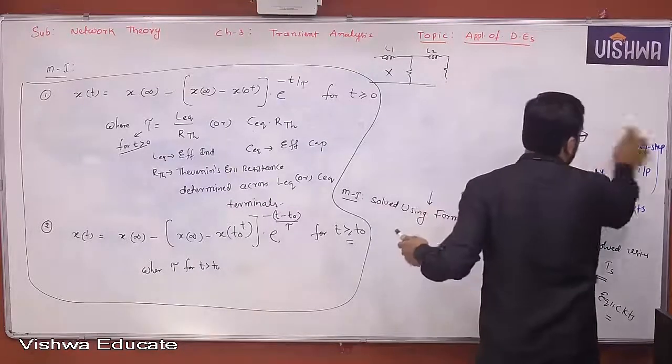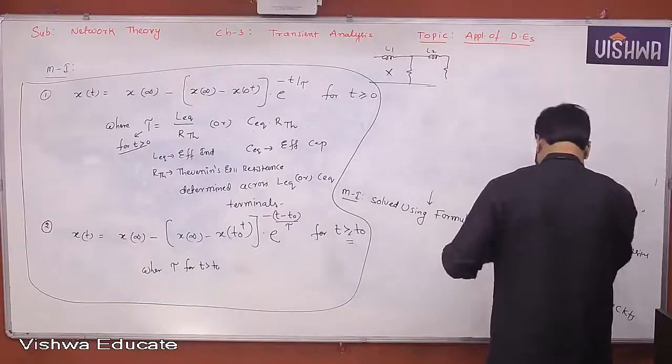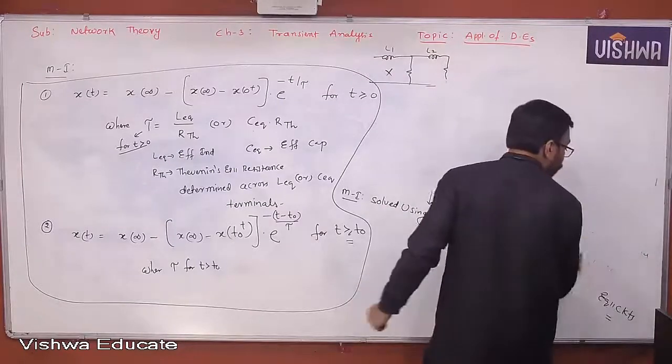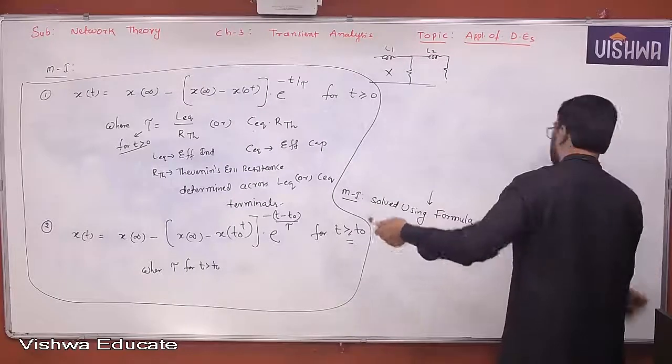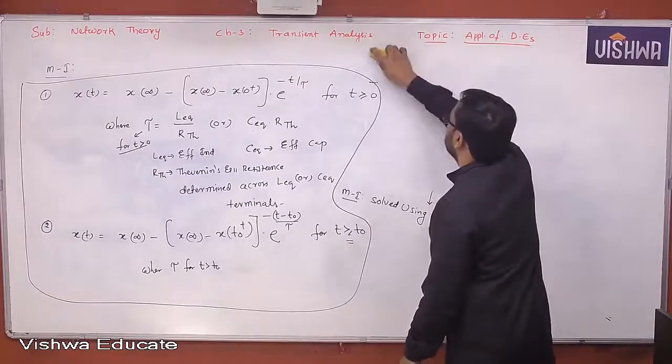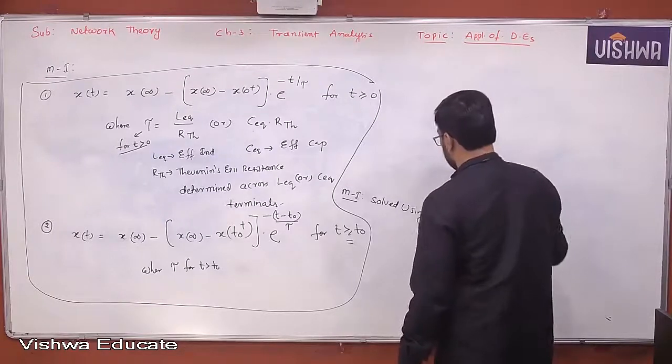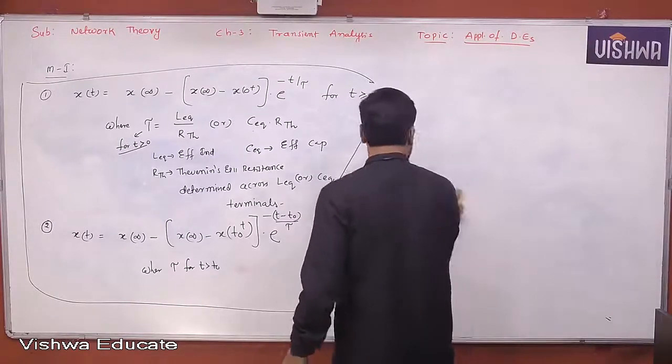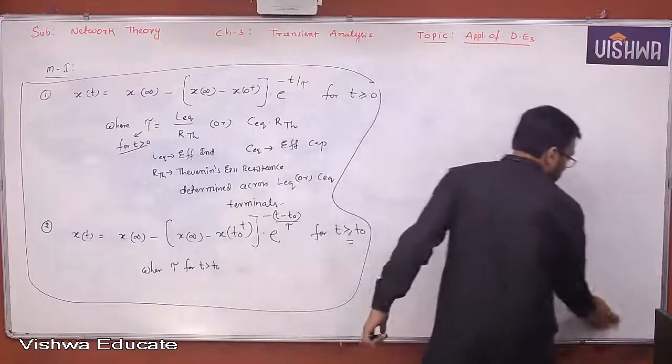So what are the problems we have solved? The few examples, question number 1 to 4, you can even solve using the same formula because they're all first order circuits, and they're excited by DC. DC is nothing but what? A step function. Yes or no, all of you? DC is nothing but a step function.